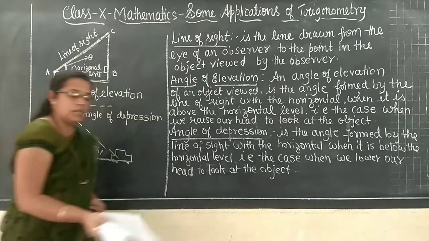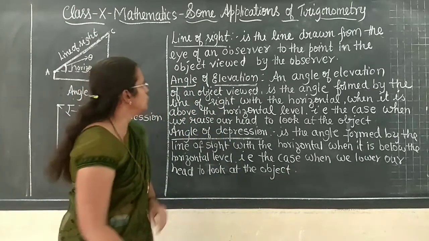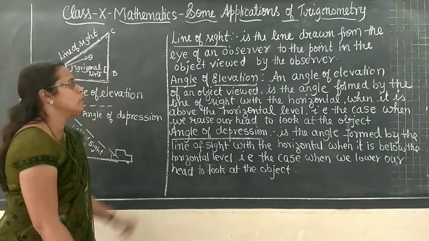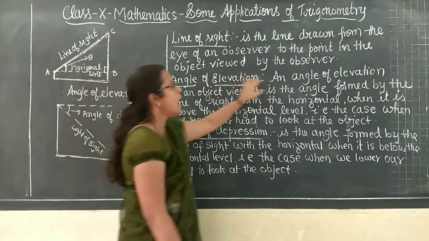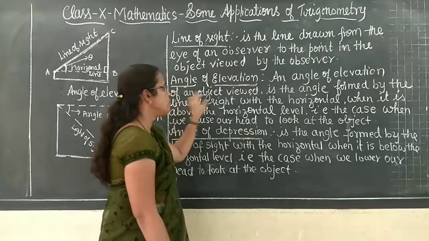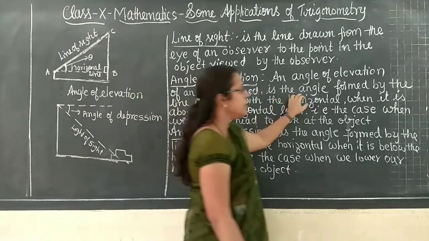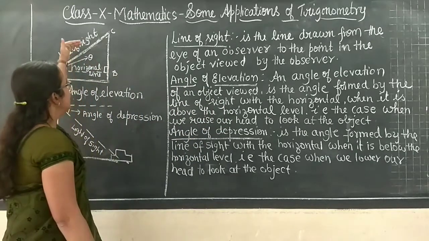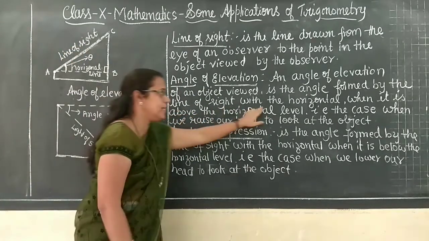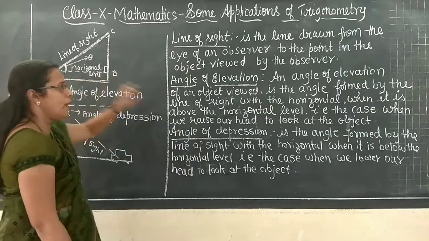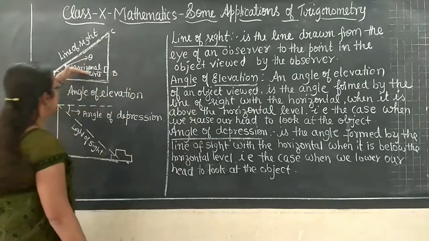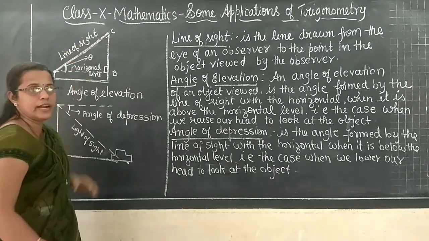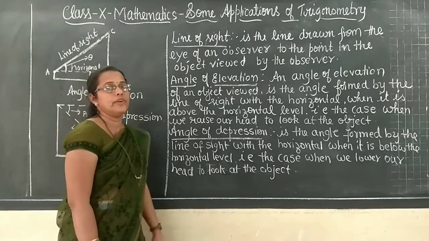Okay children, so this is the short note on line of sight, angle of elevation and angle of depression. So what do you mean by angle of elevation, children? An angle of elevation of an object viewed is the angle formed by the line of sight with the horizontal when it is above the horizontal level. So when I look like this, above the horizontal level, it forms an angle. That angle is called the angle of elevation.